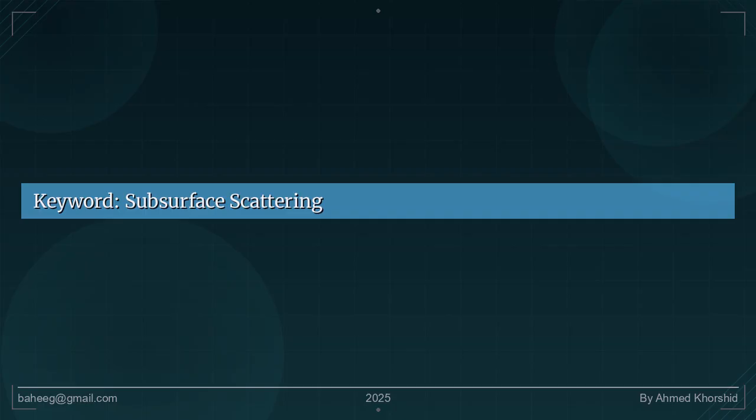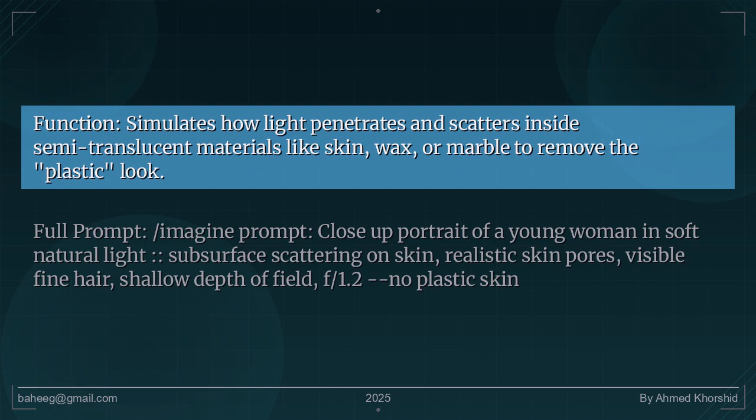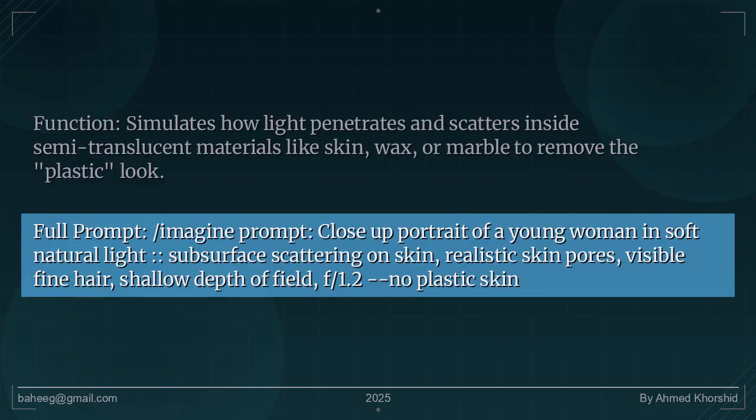Keyword: subsurface scattering. Function: simulates how light penetrates and scatters inside semi-translucent materials like skin, wax, or marble to remove its plastic look. Full prompt: imagine prompt, close-up portrait of a young woman in soft natural light, subsurface scattering on skin, realistic skin pores, visible fine hair, shallow depth of field, f1.2, no plastic skin.